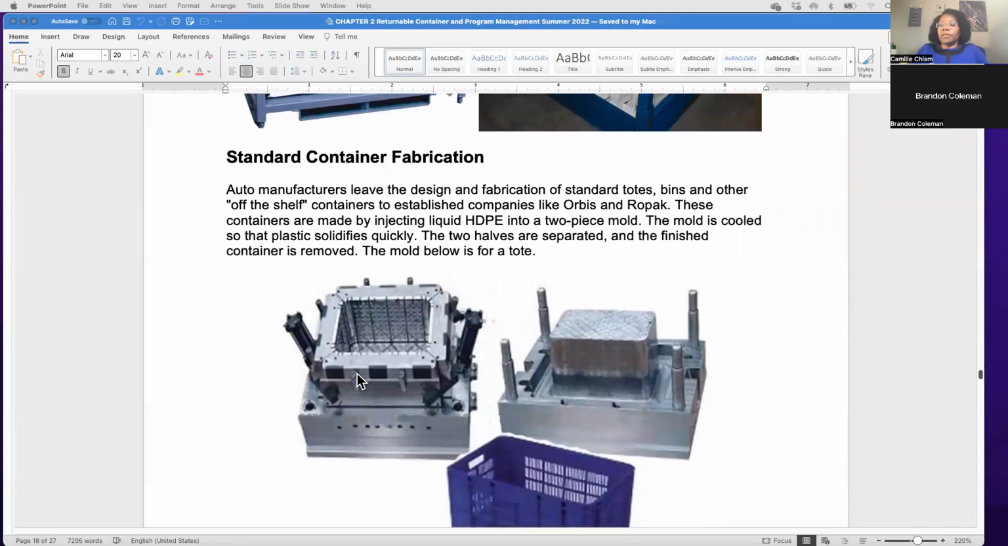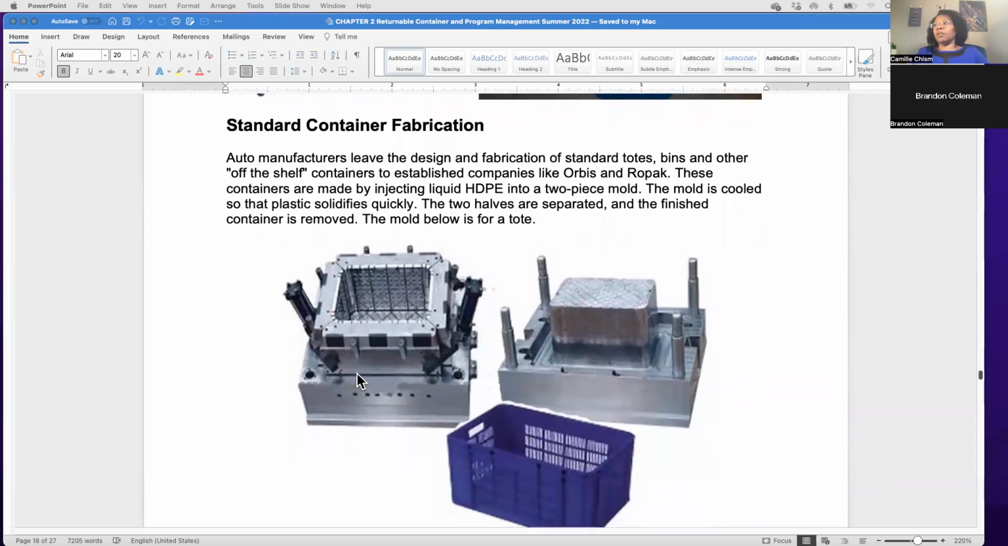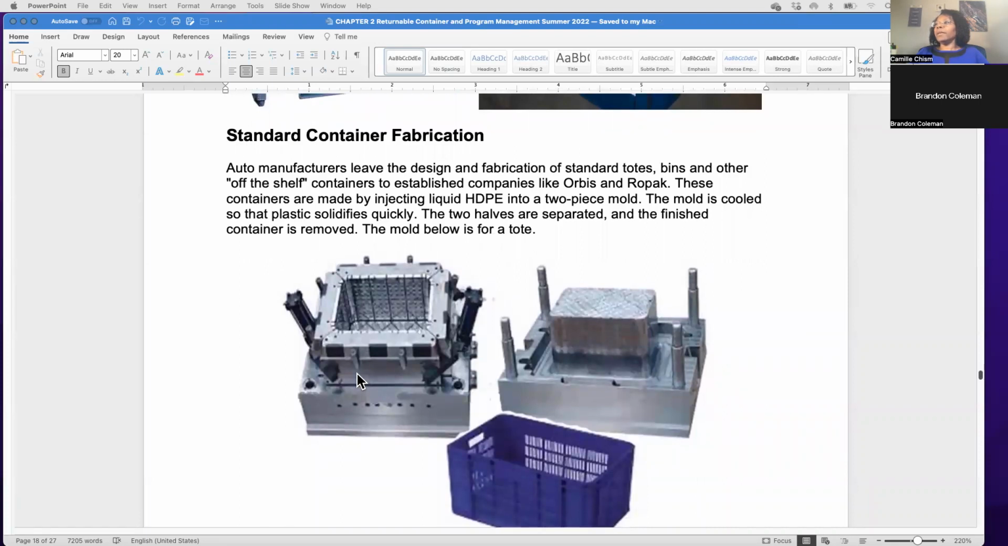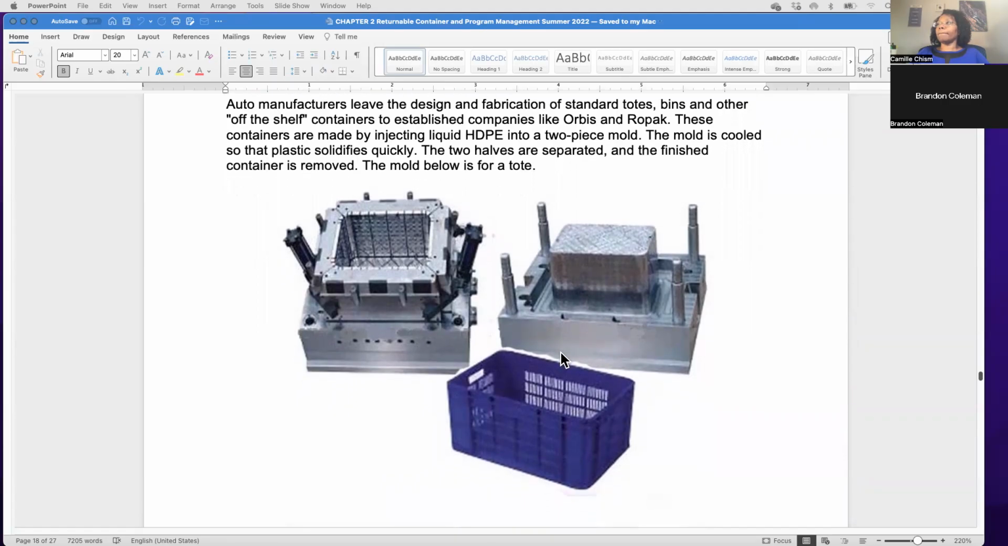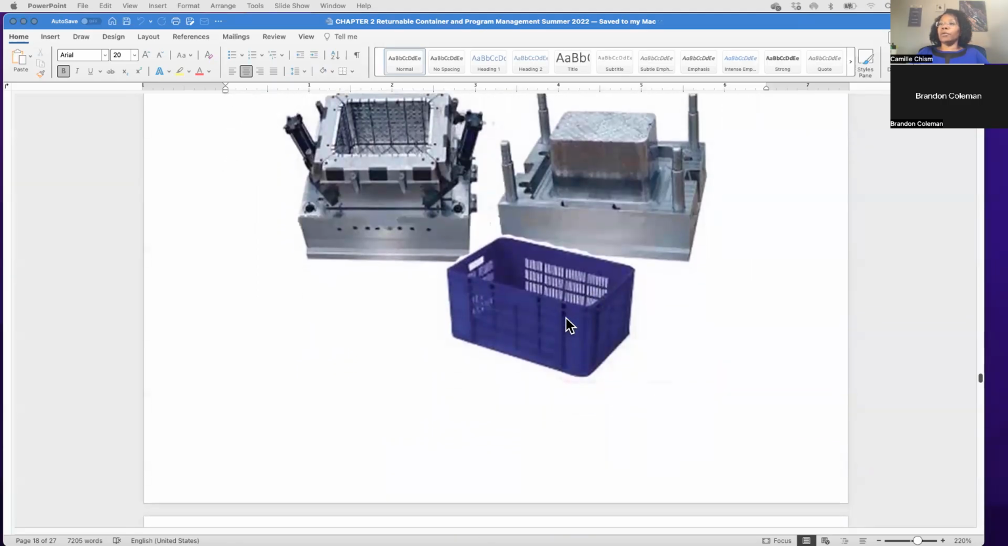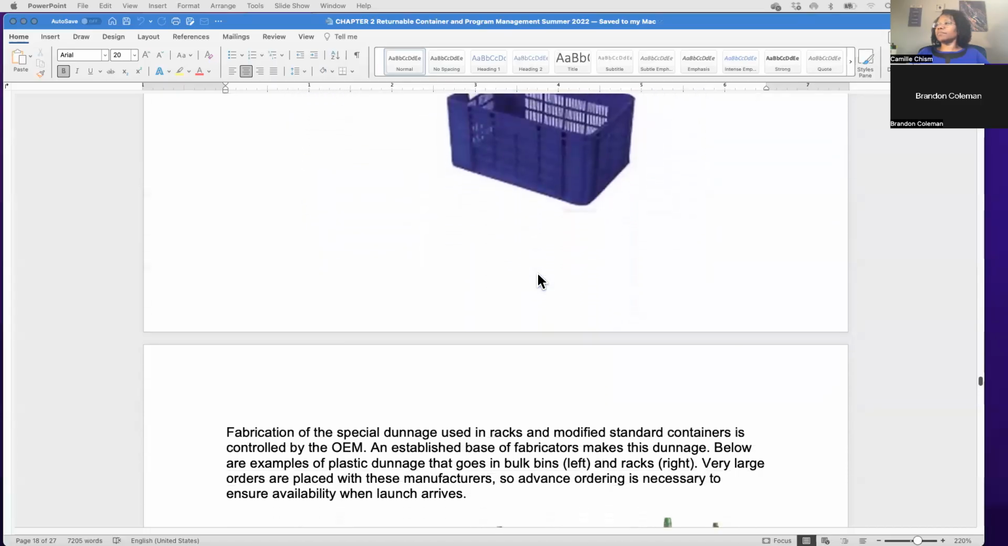We mentioned before companies like Orbis, RoPac, I think we've got Bradford, and Triple Diamond. There are several companies that make these, but the most common that I've seen have been Orbis, and everything gets called a RoPac. But in the Metro Detroit area specifically, I see many Orbis containers. Basically they're made out of high density polyethylene, or HDPE. Here's an example of a two-piece mold. This one looks more like a milk crate, but it's the same process.